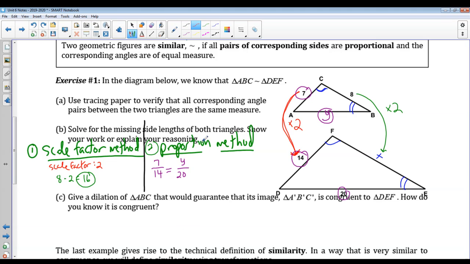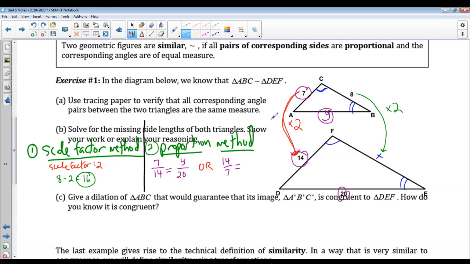Now, the great thing about the proportion method is that there's other ways to set it up. So let's say I didn't do 7 over 14. Let's say I started with 14 over 7. That's not wrong. We're going to get the same answer, but we have to be extremely careful. So if I say 14 over 7 is my scale factor, it doesn't make sense to do y over 20 here. That doesn't match up, right?